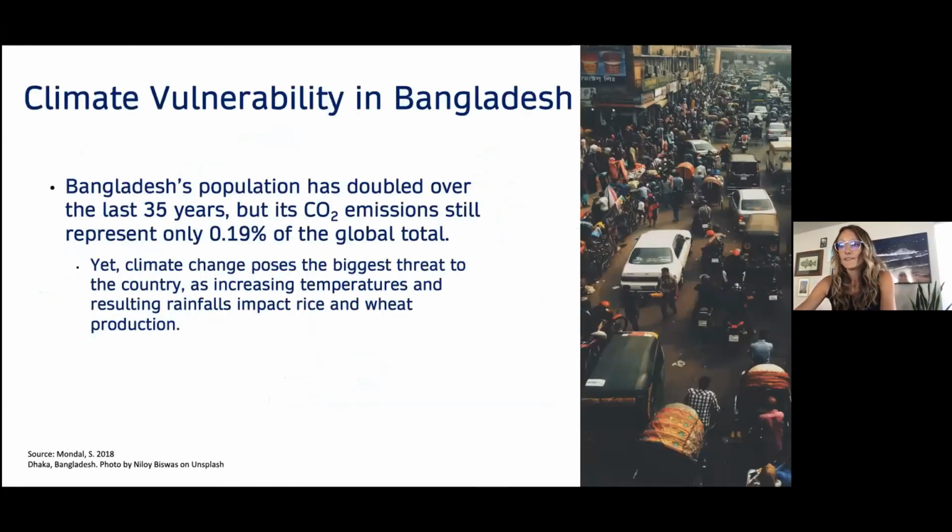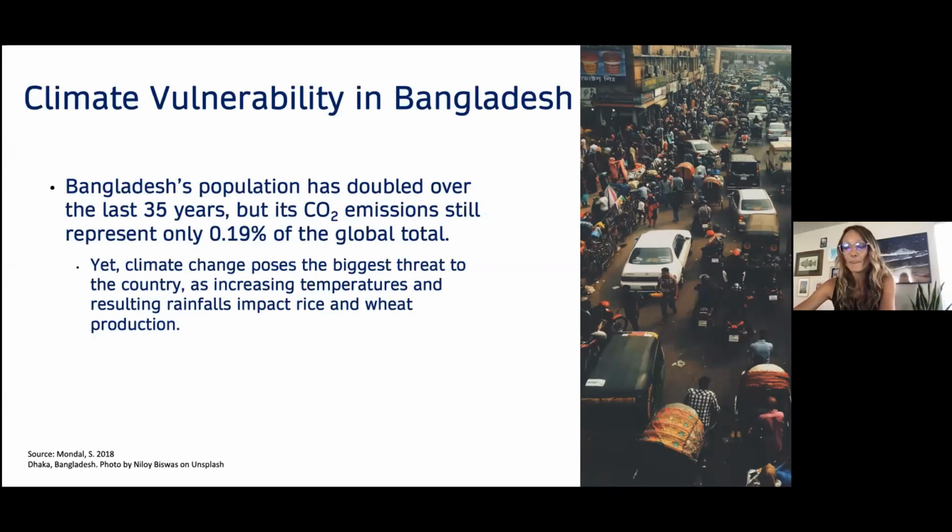And Bangladesh's population in general has doubled over the last 35 years, but its CO2 emissions still represent only 0.19% of the global total. So in essence, Bangladesh contributes a fraction of CO2 emissions in comparison to the US, but is projected to suffer major damage from sea level rise. It's projected that a 3-foot rise in sea level would submerge 20% of the country and displace more than 30 million people.